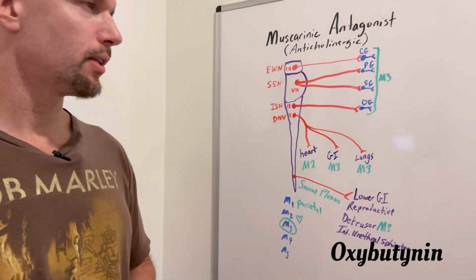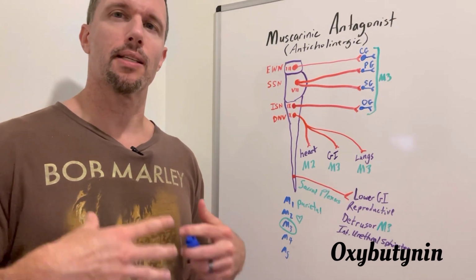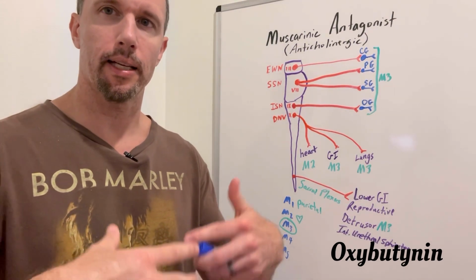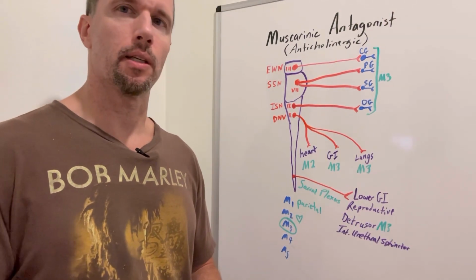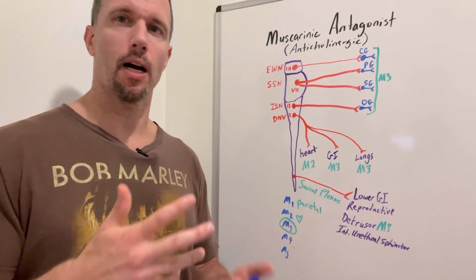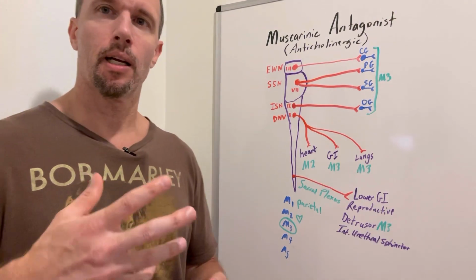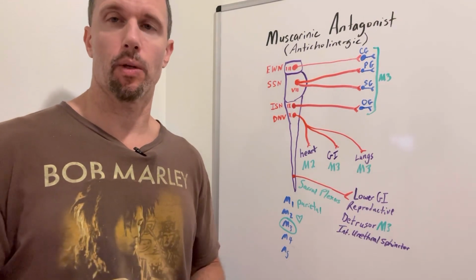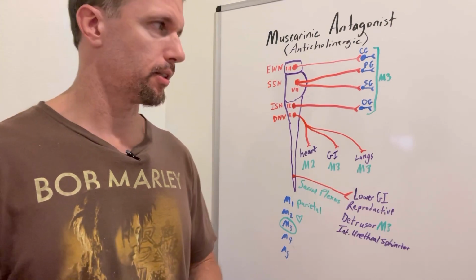Another is Oxybutynin. If you think about the parasympathetic nervous system, rest and digest, it also facilitates urination. So Oxybutynin is a drug for overactive bladder. So if someone has urinary incontinence, overactive bladder, you can give them Oxybutynin and it will help with that situation. So it blocks those muscarinic receptors that try to facilitate urination.